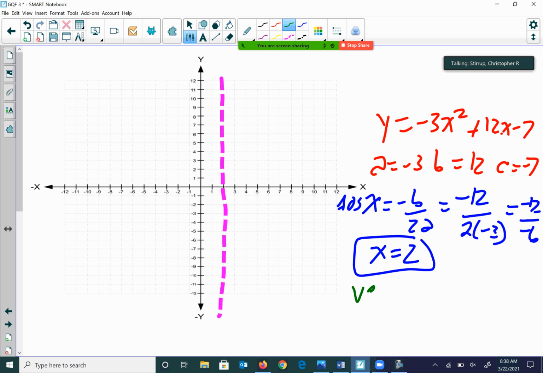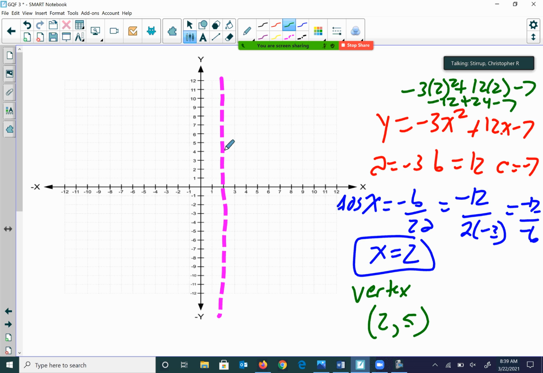So then I'm going to find my vertex, my turning point. So that's going to be 2 comma, plug that 2 in. So I'm going to get negative 3 times 2 squared plus 12 times 2 minus 7. 2 squared is 4. 4 times negative 3 is negative 12 plus 24 minus 7. Negative 12 plus 24 is 12. 12 minus 7 is 5. So I get 2 comma 5, which is right here.